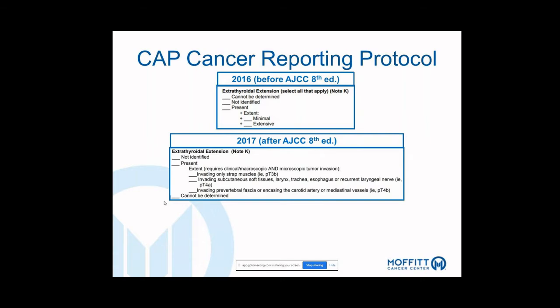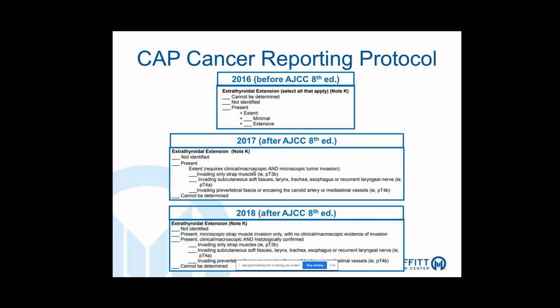An important part is how this connects with the ATA guidelines that created this risk stratification schema, in which minimal extrathyroidal extension still moves a tumor into an intermediate risk category. In many institutions, these are patients who probably will need to receive radioactive iodine, depending on the threshold that each individual endocrinologist has. That definitely had an impact on how we report this, because for some time we were not capturing that in the CAP cancer protocols, and that led to a change in the 2018 edition.